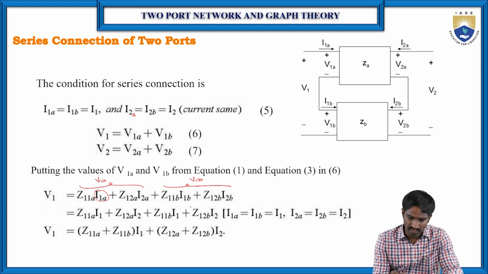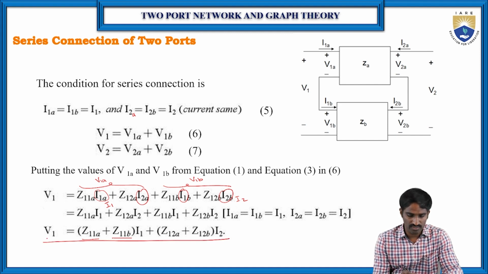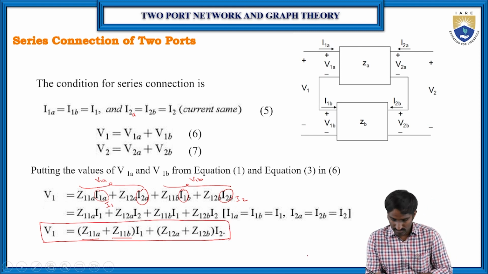and again here substitute in the place of I1B and I1A, I1 as I1B, okay, and I2A and I2B as I2 value. Then this equation will become V1 is equal to Z11A plus Z11B into I1 plus Z12A plus Z12B into I2. So this is the input voltage equation of the resultant network.